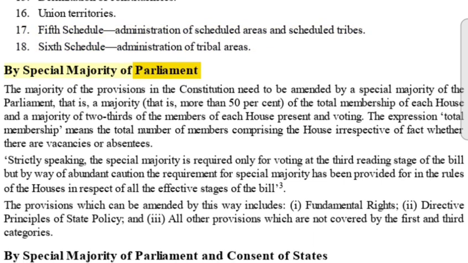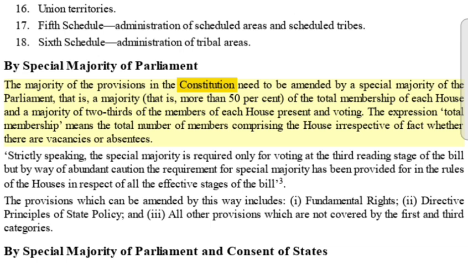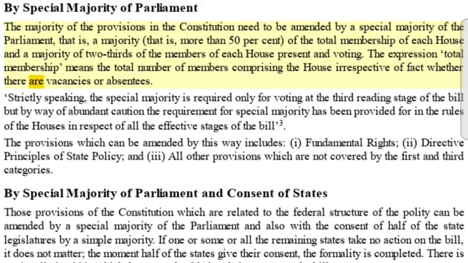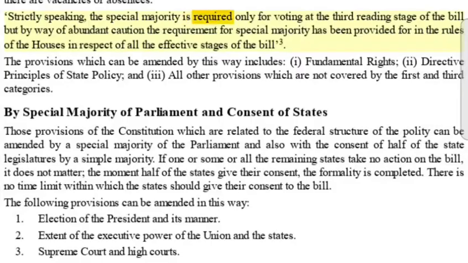By special majority of Parliament, the majority of the provisions in the Constitution need to be amended by a special majority of the Parliament, that is, a majority of more than 50% of the total membership of each House and a majority of 2/3 of the members of each House present and voting. The expression total membership means the total number of members comprising the House irrespective of whether there are vacancies or absentees. Strictly speaking, the special majority is required only for voting at the third reading stage of the bill, but by way of abundant caution the requirement for special majority has been provided for in the rules of the Houses in respect of all the effective stages of the bill.